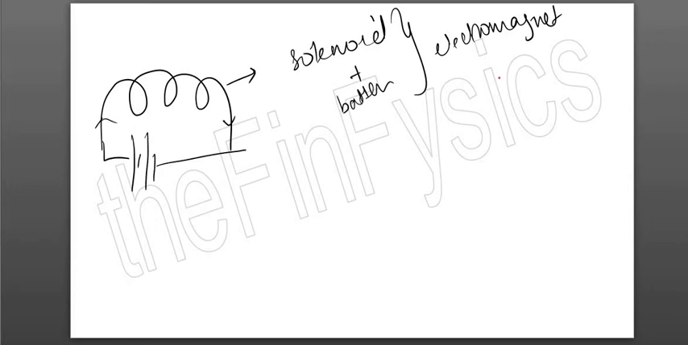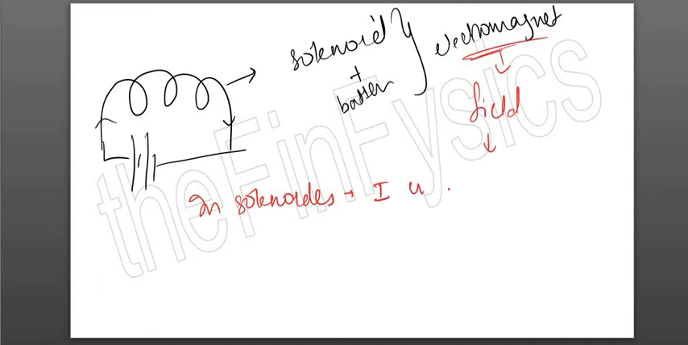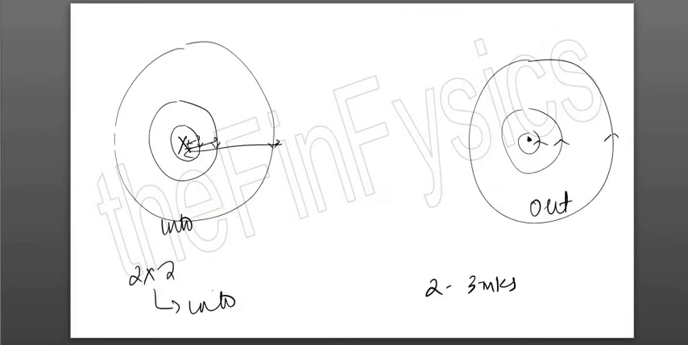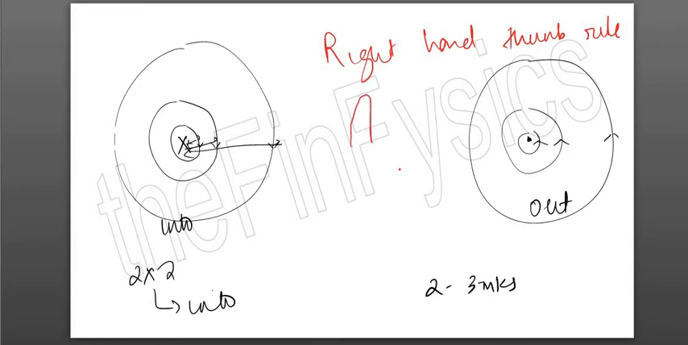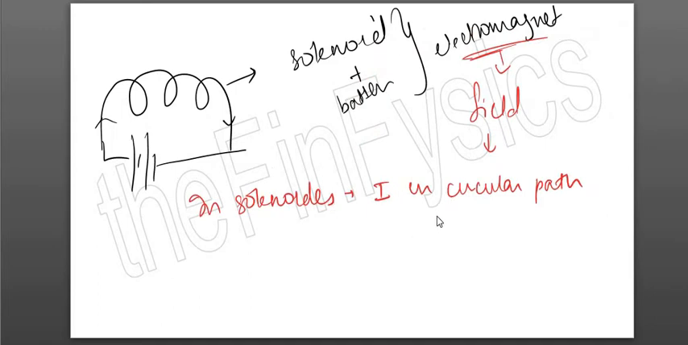Now again, since it is a magnet, it will have magnetic field lines. Now see, the current in the coil is moving in a circular path. Remember this, in solenoids, the current moves in a circular path. For the straight wire, we used the right hand thumb rule. You all remember the right hand thumb rule. Why did we use the right hand thumb rule? Because obviously the thumb points straight. Now there is no way in which I can curl my thumb.